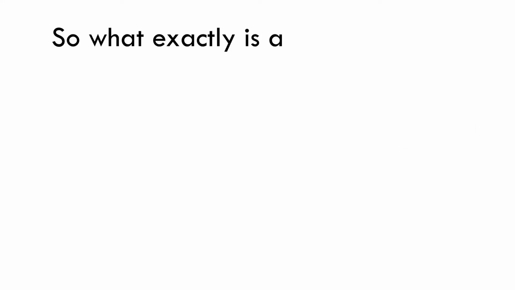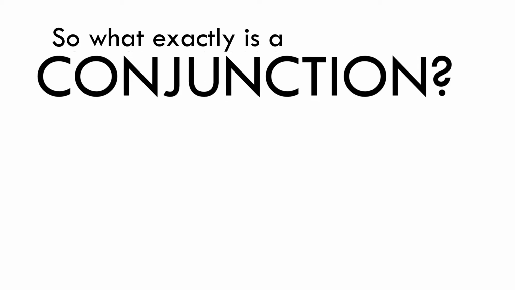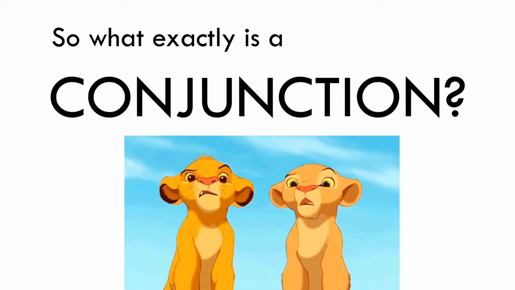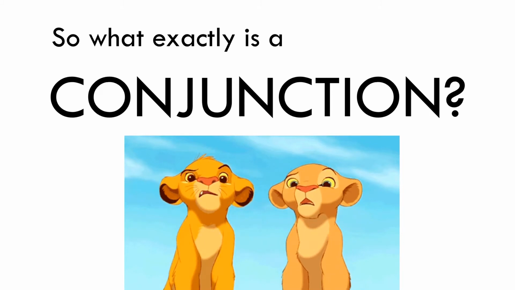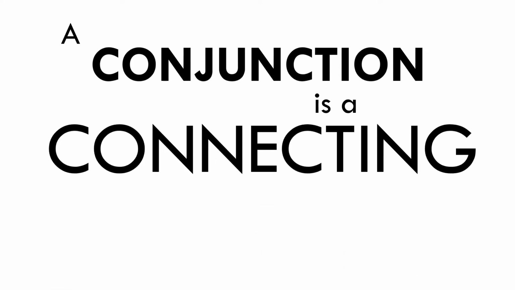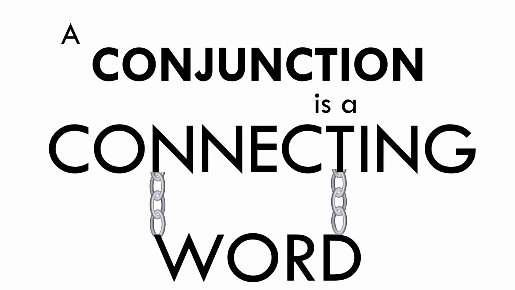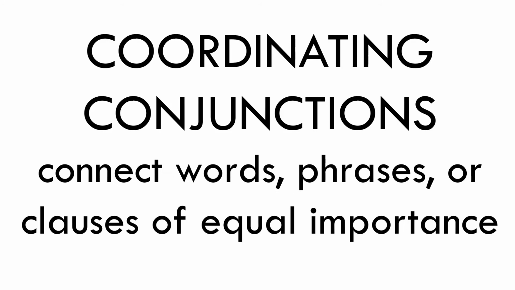So what exactly is a conjunction? Basically, a conjunction is a connecting word. It connects words, phrases, or clauses in a sentence. One kind of conjunction is called a coordinating conjunction. Coordinating conjunctions connect words, phrases, or clauses of equal importance.